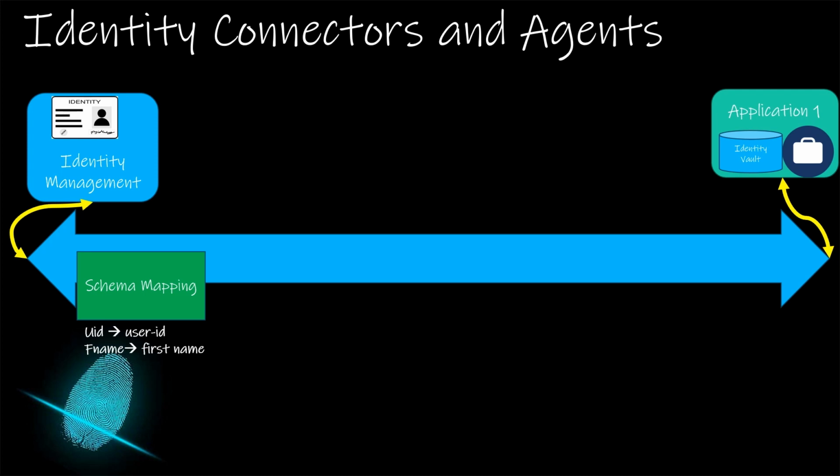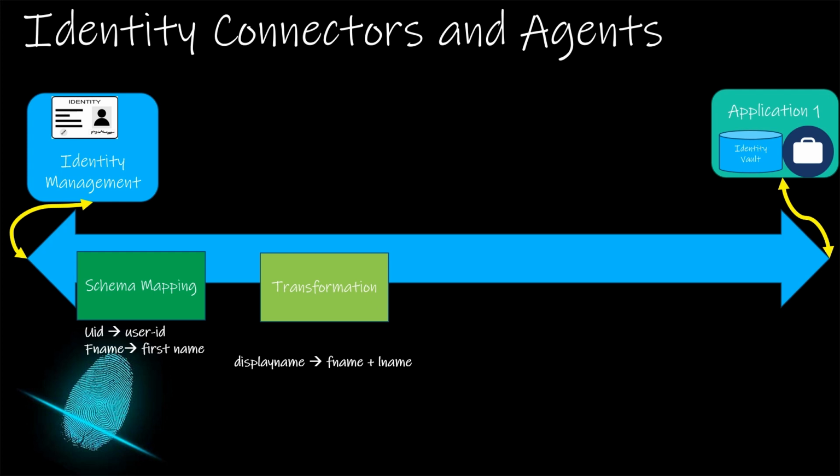The connector performs these operations in multiple steps. The first and most important one is schema mapping. The attributes of an identity may have different names in the Identity Vault and target application. The identity management developer needs to provide a mapping of Vault identity attributes and application identity attributes. For example, the UID in the Identity Vault may map to the user ID in the application, fname can map to the first name.